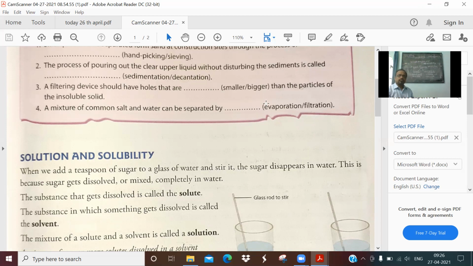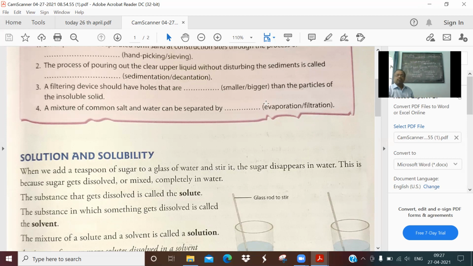Now, the substance which dissolves, we call it a solute, and the liquid which dissolves the solid substance, we call it a solvent. Now, the resulting mixture obtained, we call it a solution.